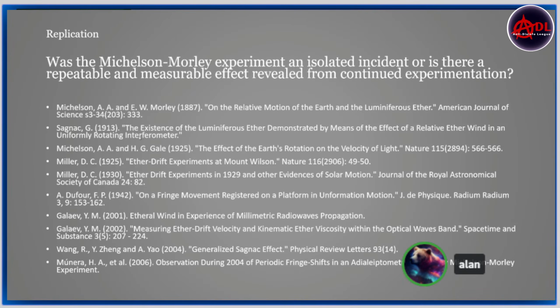So we're going to go over experiments after the Michelson-Morley that show the same thing and actually take it a step further. So we've got Michelson-Morley here, 1887, Sagnac, again Michelson and Gale, Miller, DeFonte and Pruner, Yuri Galaev, Wang, and Manera. So we're going to touch on their papers real quick, and we'll close out, and then we'll get into a Q&A on everything.